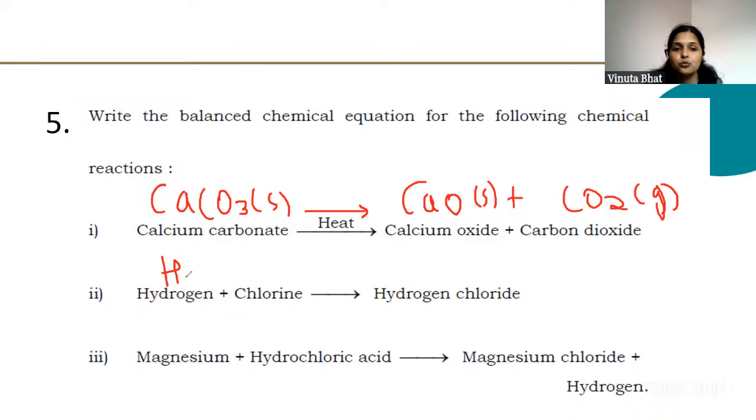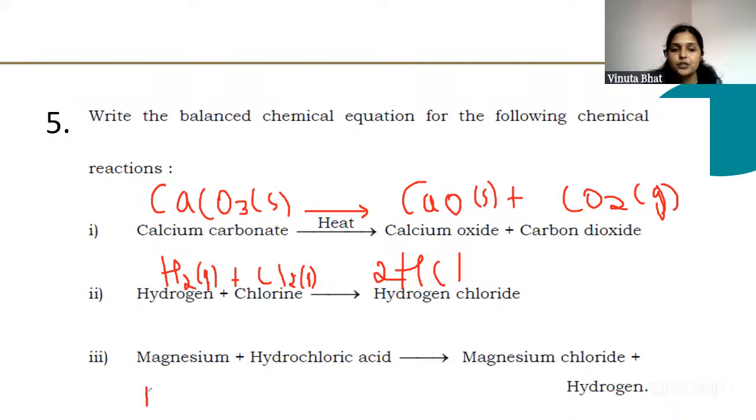Hydrogen H2 is a gas and chlorine Cl2 is also a gas. Hydrogen and chlorine form HCl. When hydrogen and chlorine react, they form 2HCl. This is the balanced chemical equation.